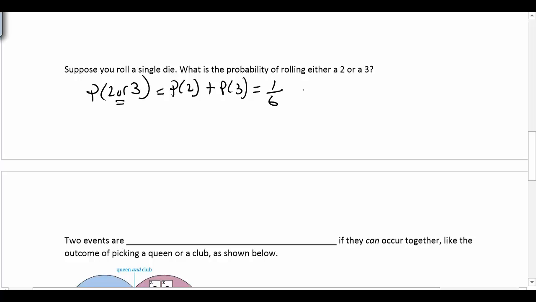So 1 out of 6 times I'll get a 2. 1 out of 6 I'll get a 3. So that's 2/6 when I add the fractions together, and that reduces down to 1/3. So 1 out of 3 times I would expect to get either a 2 or a 3.